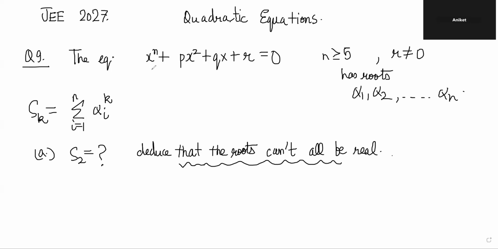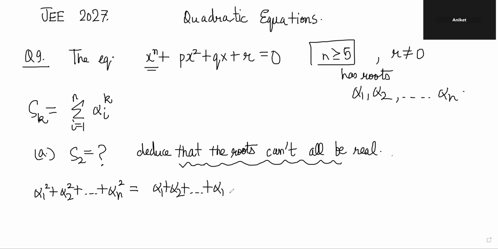One second. Okay, the problem is that there are many missing terms. N is greater than 5. So S2 basically means alpha 1 square plus alpha 2 square and so on till alpha n square, which is clearly equal to alpha 1 plus alpha 2 plus alpha n whole square minus 2 times the sum of terms like this, right?